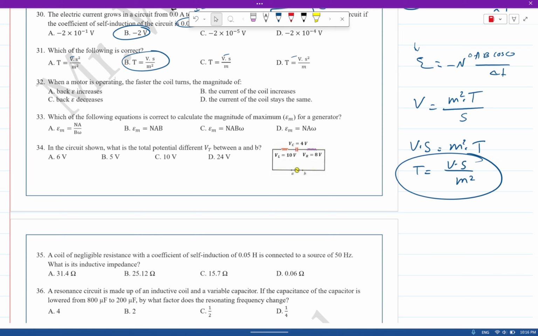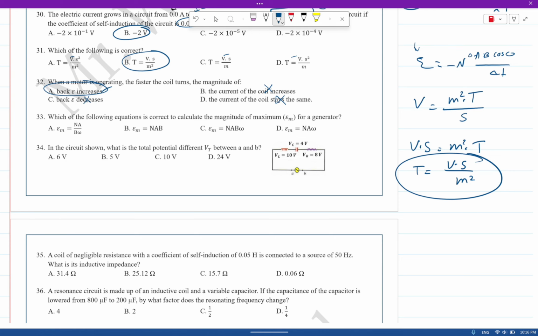Okay, what about 32? It says, when a motor is operating, the faster the coil turns, the magnitude of what? We know that the faster the coil turns, of course, there is more opposition. If there is more opposition, we can say the back EMF increases, but let's check the other options. B says the current of the coil increases. No, it does not increase. C says the back EMF decreases. No, because there's faster rotation, so it must increase. D says the current of the coil stays the same. That is also incorrect. So of course, that is option A.